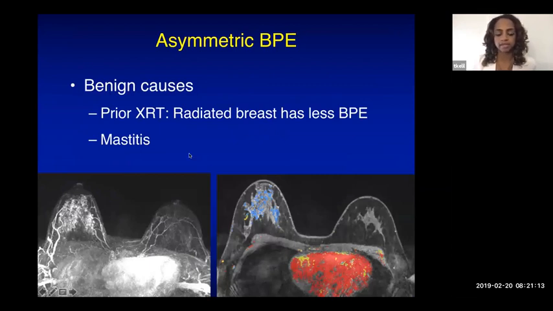Or if the patient has mastitis or infection of the breast, you can see an asymmetric BPE. But if the history and the prior images don't indicate a plausible cause for asymmetric BPE, you should be suspicious for malignancy as the cause.